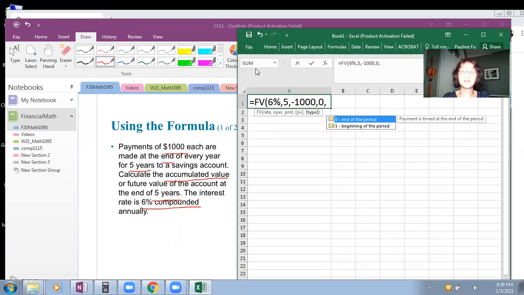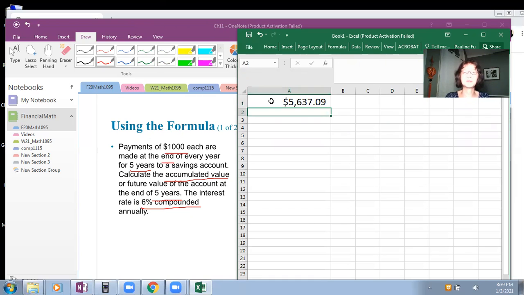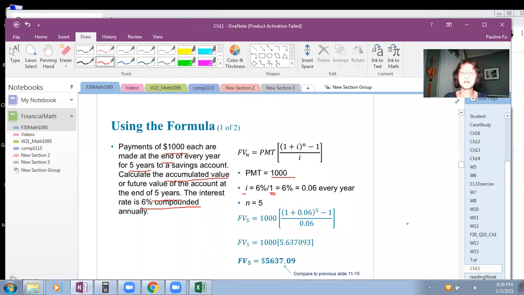Type is 0. 0 represents the end. Payment is made at the end. 1 represents payment is made at the beginning. Okay. So you get this number. Again, you can check out this formula over here. Okay. So that is the Excel method.